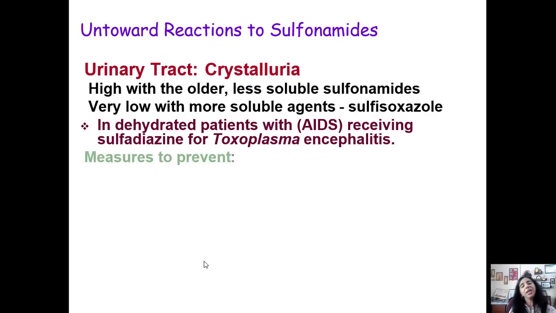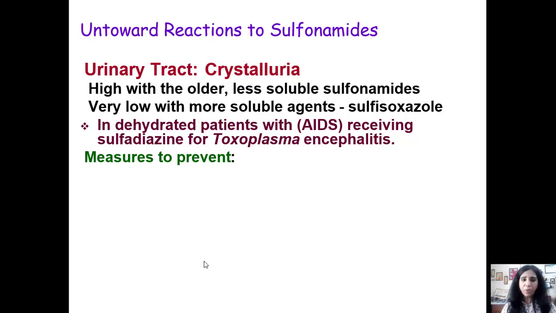And in dehydrated patients with AIDS, Toxoplasma gondii is an opportunistic organism. Toxoplasma encephalitis can manifest as a space occupying lesion in the brain, and it is more seen as an opportunistic infection in patients with AIDS. So the sulfa group of drugs may not be given to the routine population, but it is definitely reserved for patients who have AIDS and who have opportunistic infections like toxoplasmosis or Pneumocystis jirovecii. We are just going to come to that.